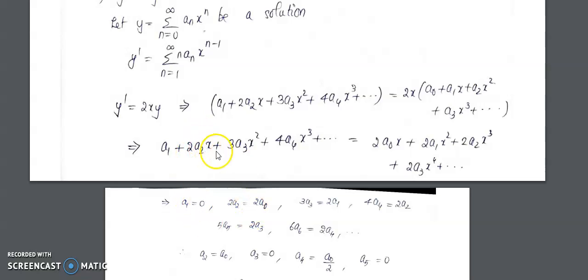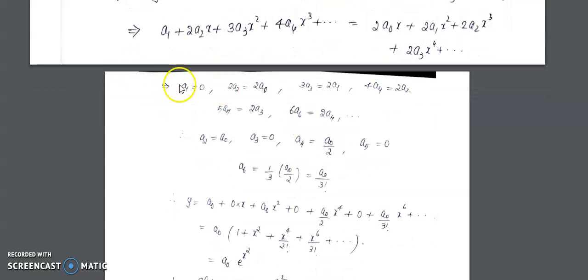Then equating the coefficients of x on both sides, we will get 2a2 equal to 2a0. Then coefficient of x square, we will get 3a3 equal to 2a1. Then equating the x cube term we will get 4a4 equal to 2a2. Similarly, equating the coefficients of x raised to 4 we will get 5a5 equal to 2a3, and continuing you will have 6a6 equal to 2a4, and so on.